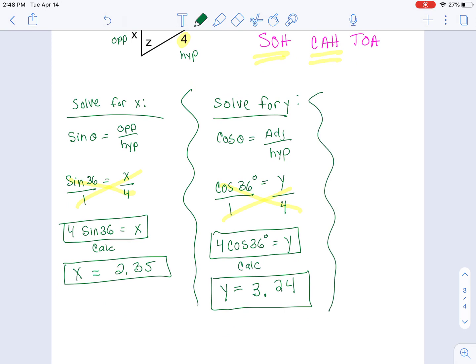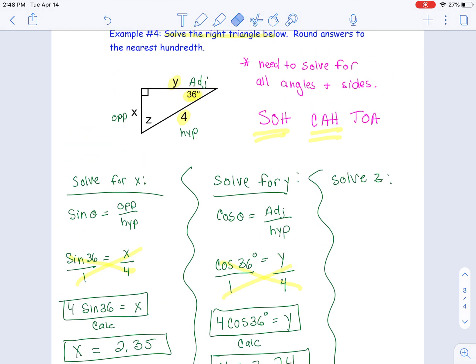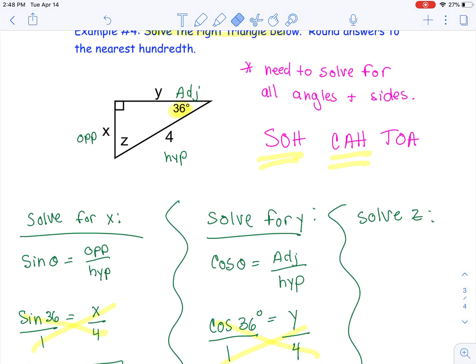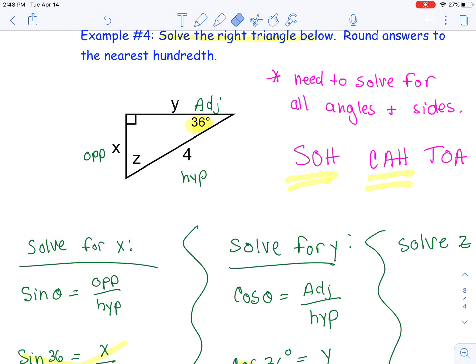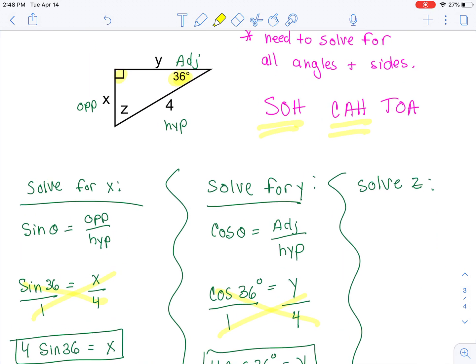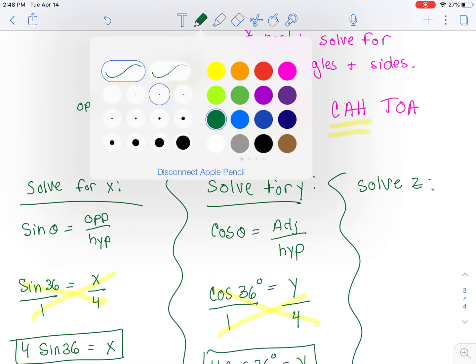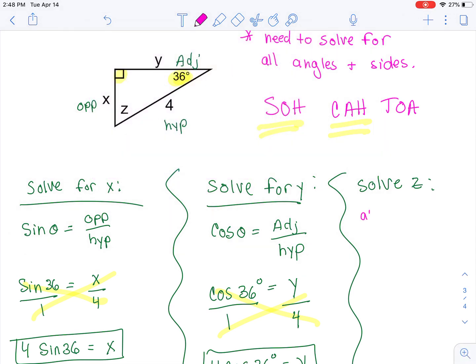And then our last thing, we need to solve for z. So now let's look at what we know. We have our 36-degree angle. We also have our 90-degree angle. And if we think about it, all the angles of a triangle have to add up to 180 degrees. So we can use this to help us.